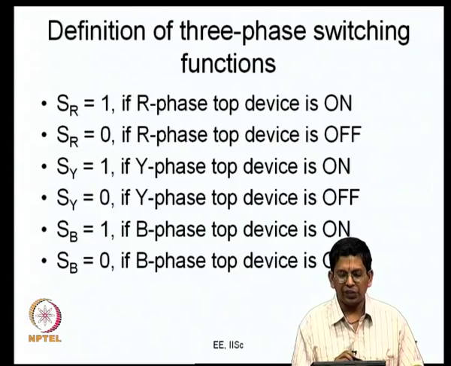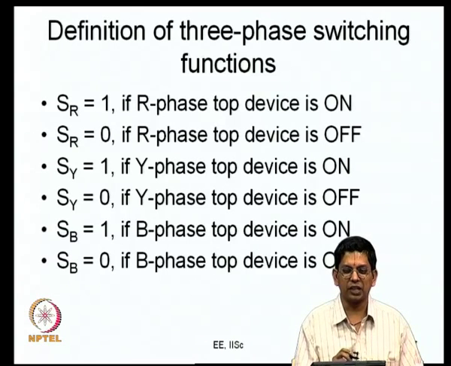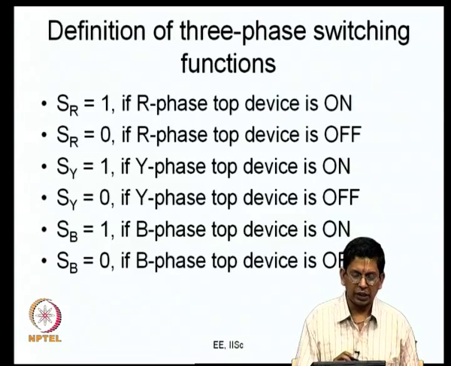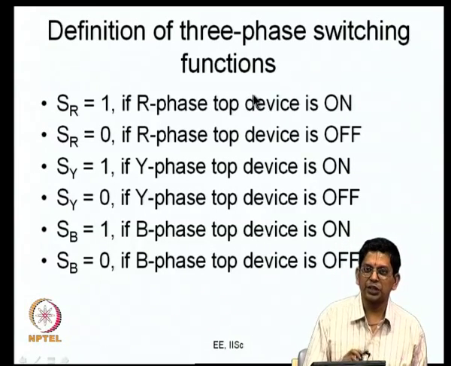Let us define the switching functions now. There are 6 devices, they are on, they are off. There is some way they have to be represented, and one convenient way of representing them is as switching functions.